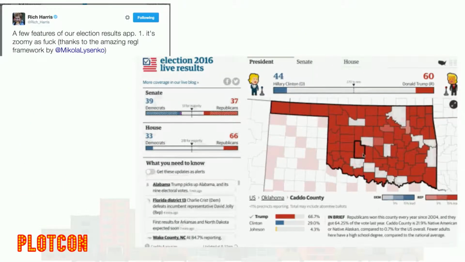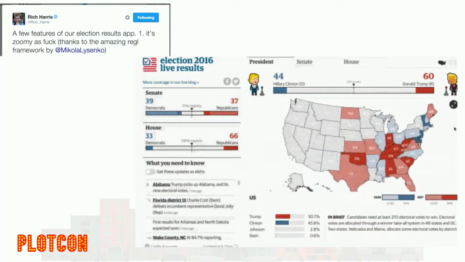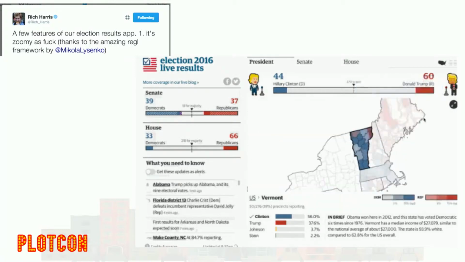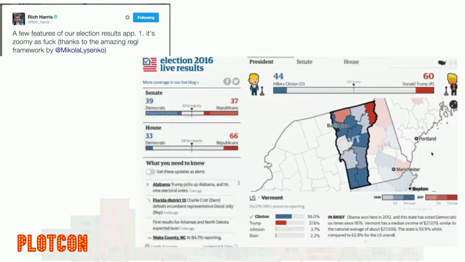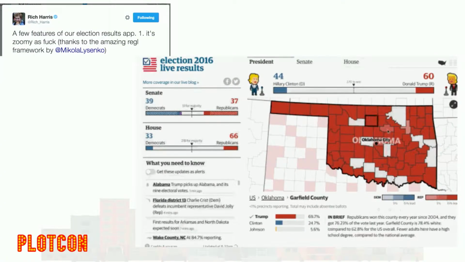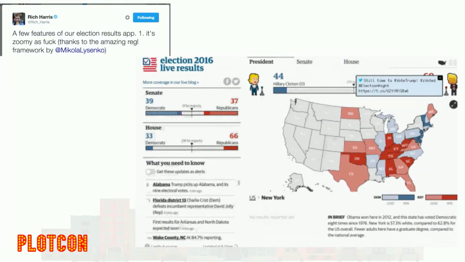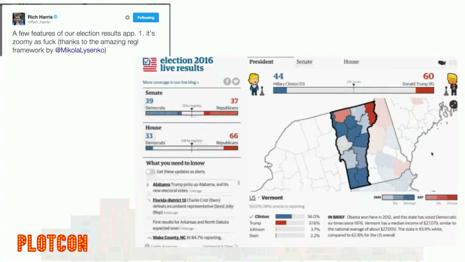This was a piece from Rich Harris that used the Ractive framework that you heard about from Akiko earlier. In typical Rich fashion, he describes the Guardian's election map as zoomy as fuck, which I think is accurate.